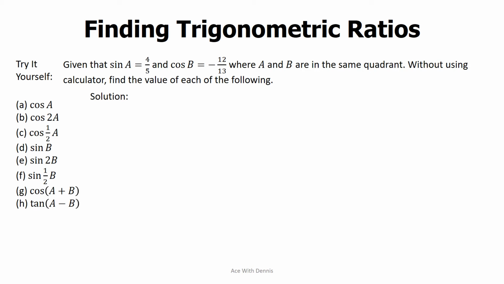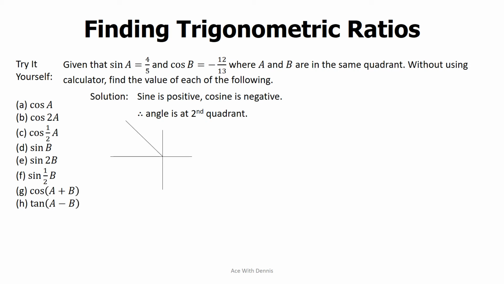Alright, here is the solution. From the given information, we find that sine is positive and cosine is negative. Therefore, both are in the second quadrant. Now we can start to draw the quadrants. For A, it turns this angle and it forms this triangle. The opposite side is 4 and the adjacent side is -3. The hypotenuse is 5.